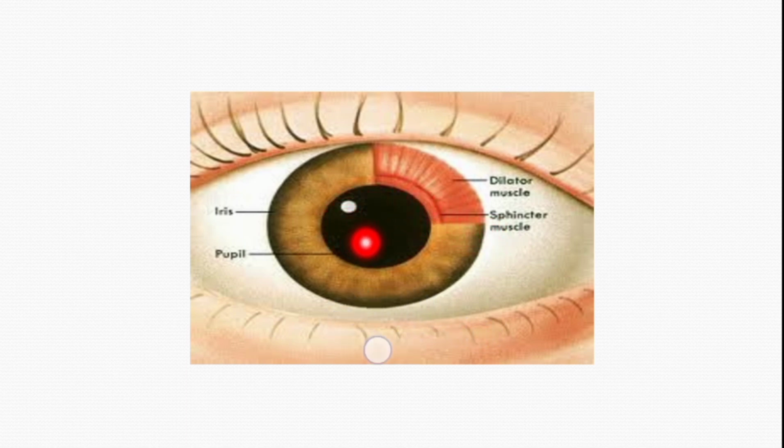This is called miosis. This response is caused by the parasympathetic nervous system. When the muscle dilator pupillae contracts, the size of the pupil, as the name of this muscle indicates, increases. So the pupil dilates. This is also called mydriasis. Please remember that mydriasis or dilatation of the pupil is brought about by the sympathetic nervous system.